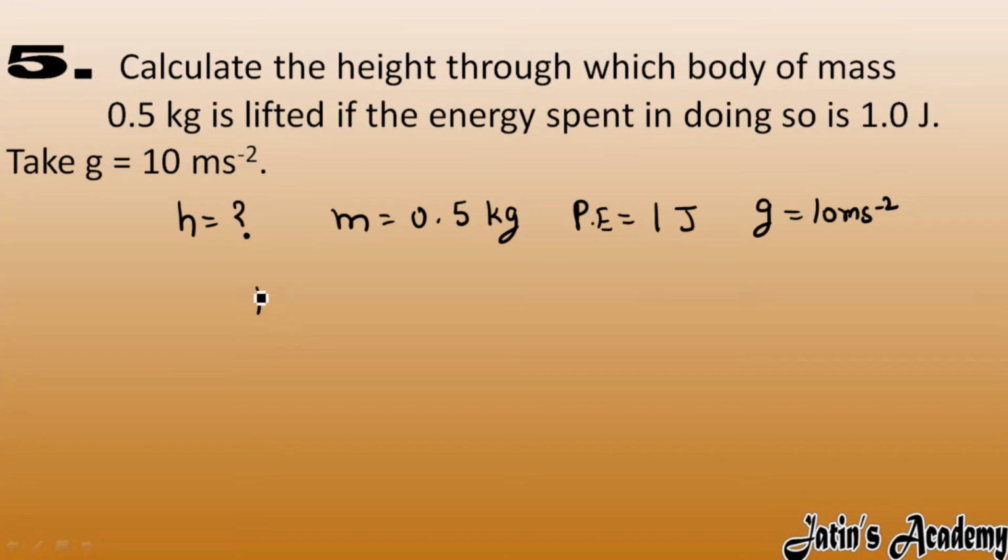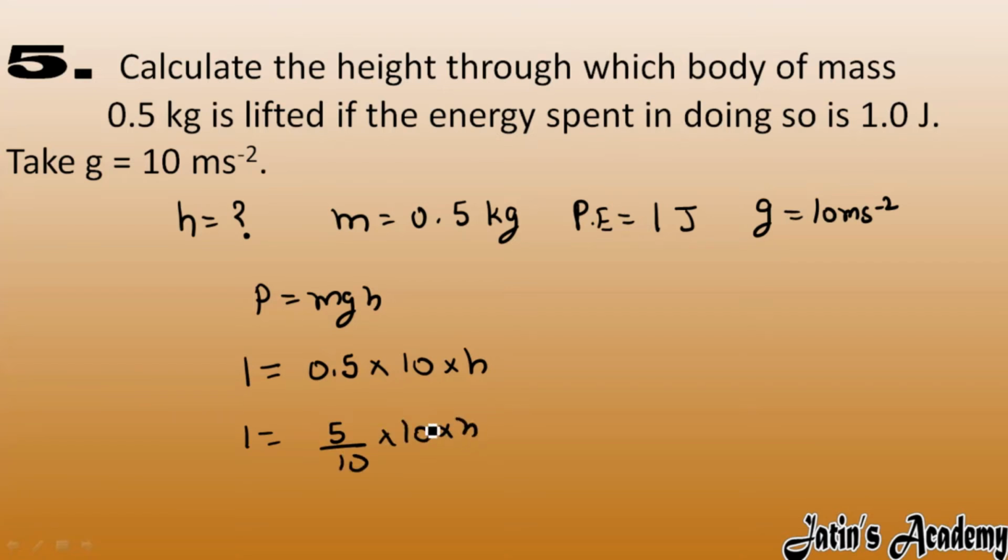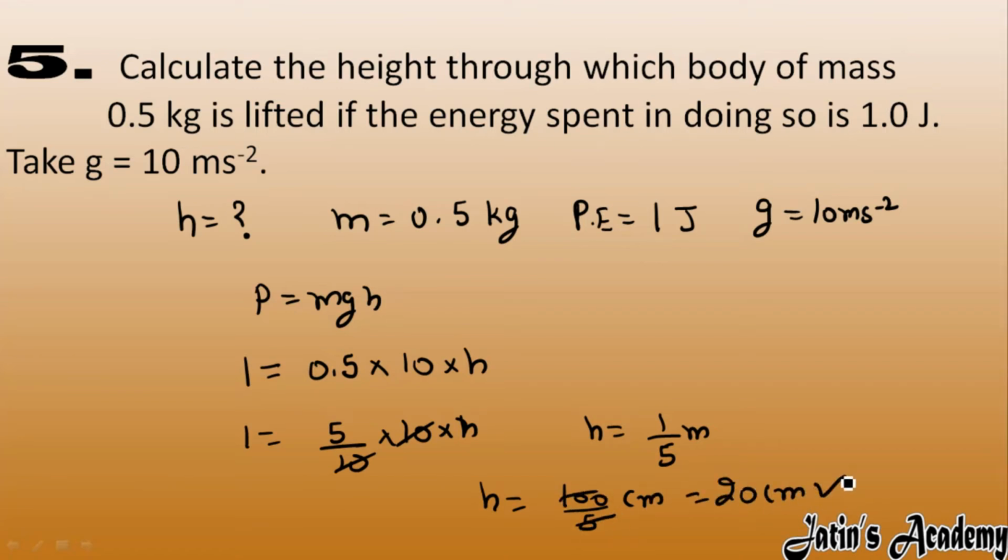Potential energy formula we have mgh. Potential energy value is 1 joule, mass value is 0.5 kg, g value is 10, and height value we have to calculate. So 1 equals 5 by 10 into height. So cancel it out. So here we got height value as 1 by 5 meter. Now convert it into centimeter. Converting 1 by 5 meter into centimeter, multiply by 100. So 100 by 5, we got the height gained by the body as 20 centimeter.